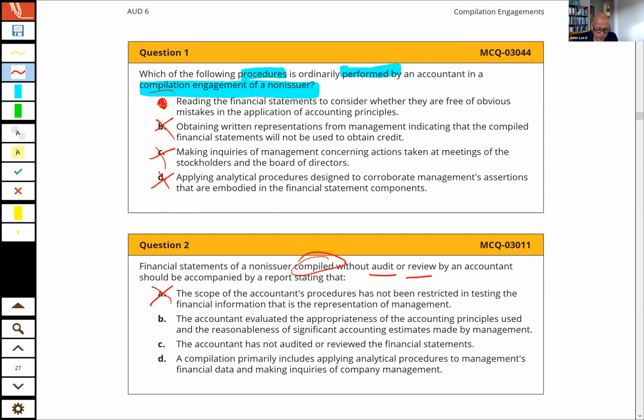The accountant evaluated the appropriateness of the accounting principles. No, we didn't. We simply read the financial statements for obvious errors. The accountant has not audited or reviewed, therefore we're disclaiming an opinion. That was something that was right on the flashcard. You say, we haven't audited, we haven't reviewed. So you always call out the higher level of service to say, we didn't do it. We didn't audit, we didn't review, okay? A compilation primarily includes analytical procedures. No, it doesn't. It simply involves reading the financial statements. So we're not going to put that in the report because we're not doing that.